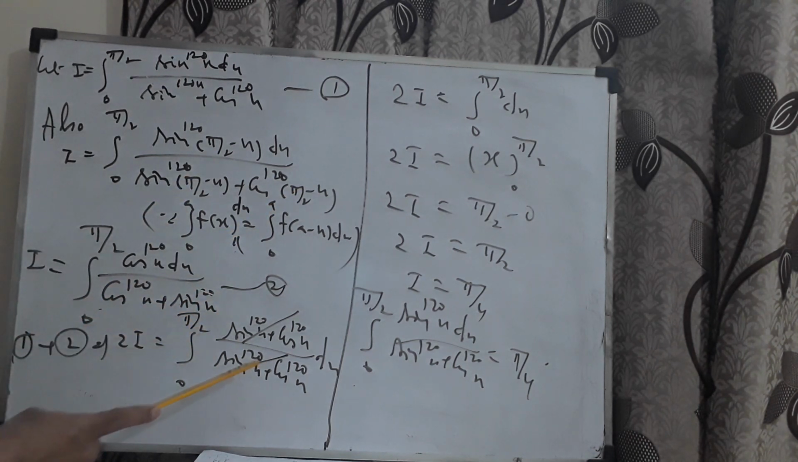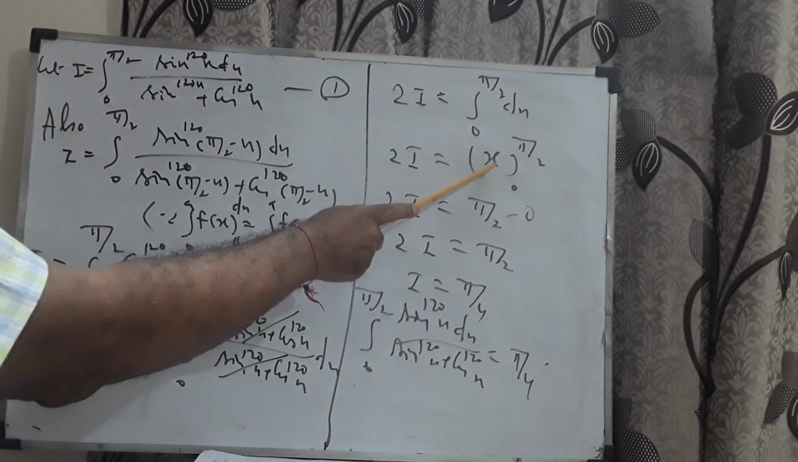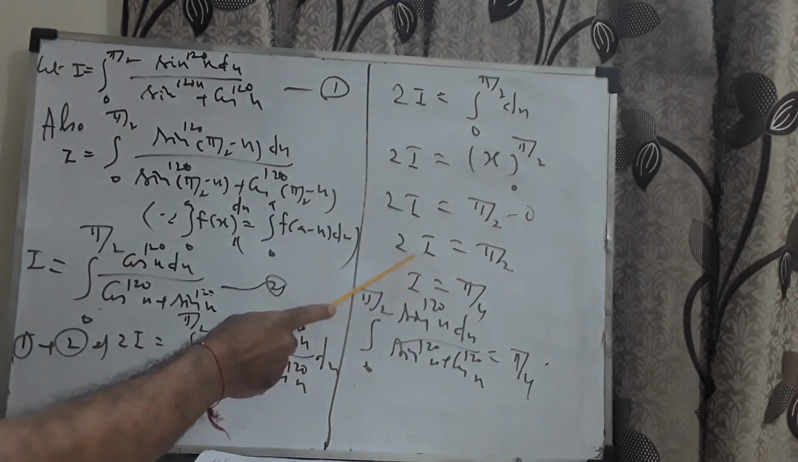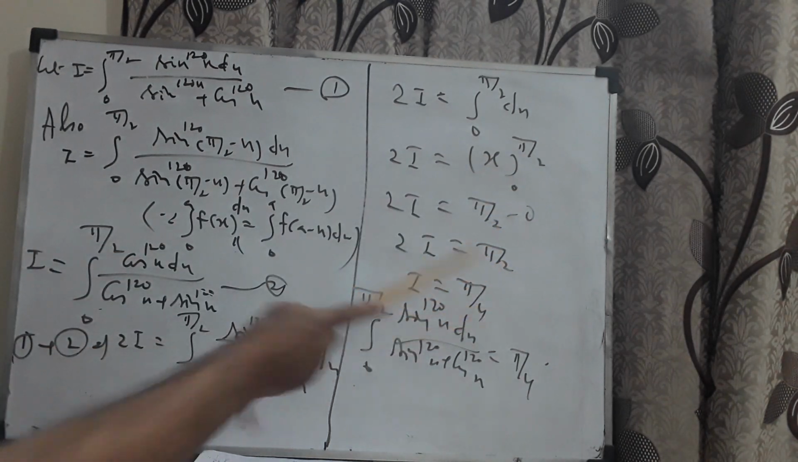Denominator is the same. If you add, I'll be able to add the numerator. A by c plus b by c can be written as a plus b by c. Here everything gets cancelled. Don't cancel sine cosine separately. Please don't do that. Cancel fully. Integral dx is x. Apply upper limit, apply lower limit. 2I happens to be pi by 2. I happens to be pi by 4.